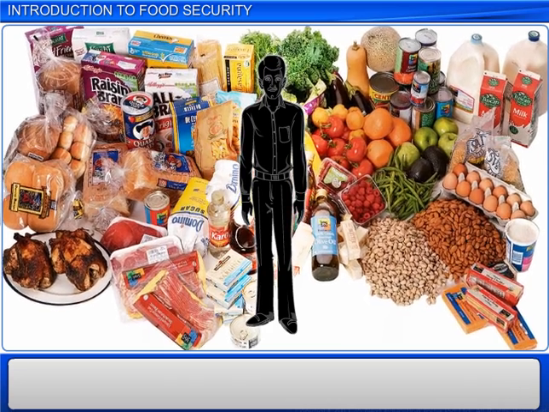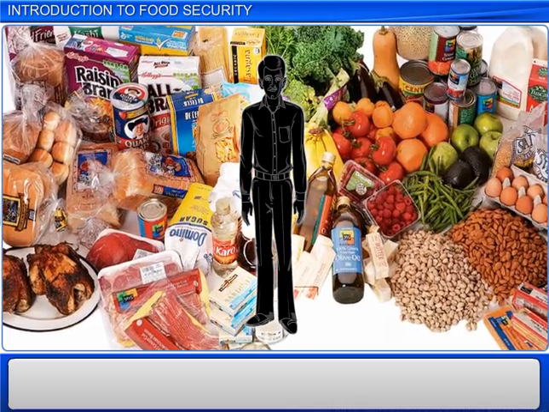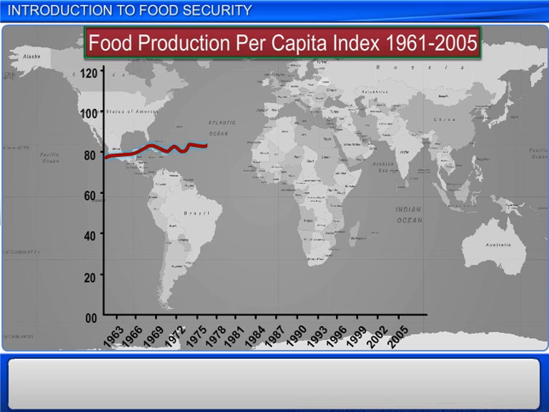Food is one of the most essential requirements for life. Food production in the world has kept pace with the growth in population. In fact, there is more food available per person today than in the 1960s.